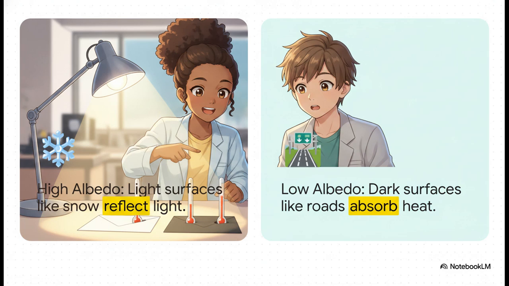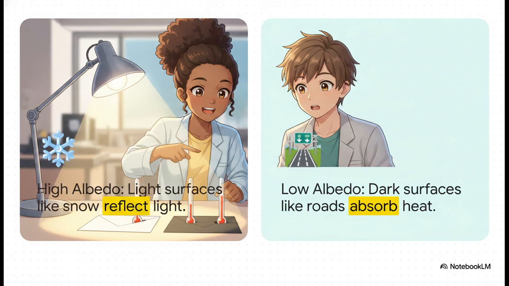In the labs, students test this out by comparing high and low albedo surfaces. A high albedo surface, think snow or ice, reflects a ton of light. Students might test this using white paper or light-colored sand. On the flip side, a low albedo surface, like a blacktop road or a really dark forest canopy, absorbs way more light and turns it into heat.